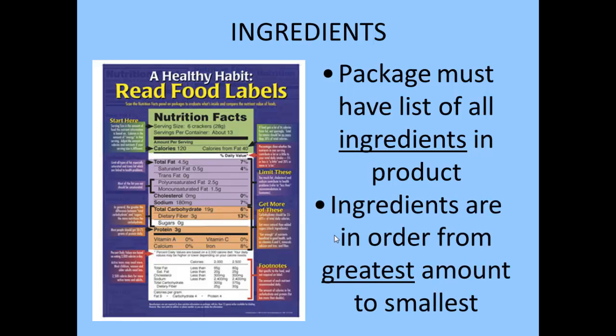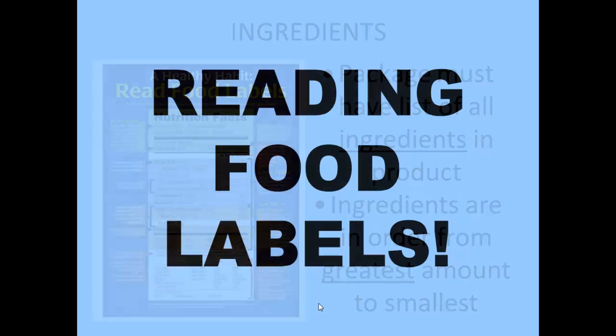The ingredients are in order from greatest amount to smallest amount. So whatever's going to make up the most of these crackers here would be listed first. That would probably be something like flour. And then it will list the smaller ingredients by amount. So things like salt or baking powder or baking soda or any flavorings that went into the crackers, that would also be listed. So from greatest amount to smallest.